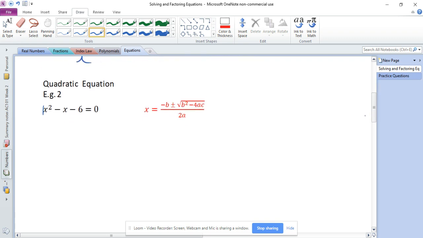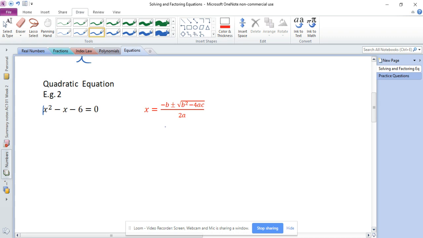Next is the quadratic equation. How to solve a quadratic equation? There are plenty of ways to do it, but today I will introduce the quadratic formula. I think that is the most useful method. I can't say it's the best, but it's the most efficient method to solve all quadratic problems.